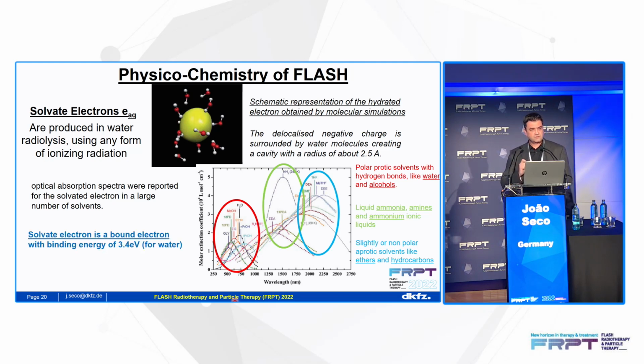So also, the solvated electron is not a free electron. It is a bound electron with a very low energy of around 3.4 electron volts. And it's really different from the free electron. That's what we measure when we do dosimetry. So dosimetry and solvated electrons are very different. But when we do radiotherapy, you assume that they're one-to-one, which they are not in FLASH, and I will show you.